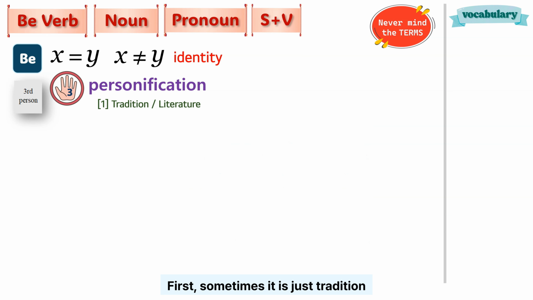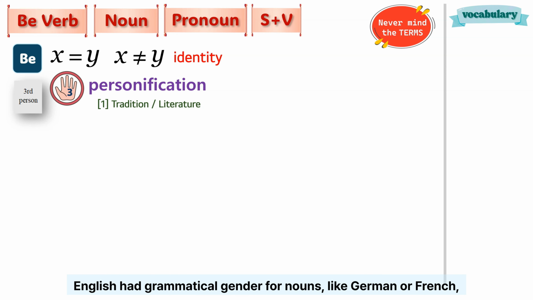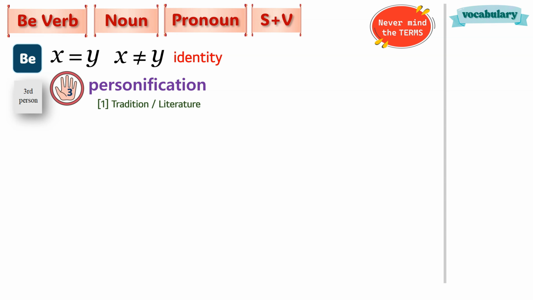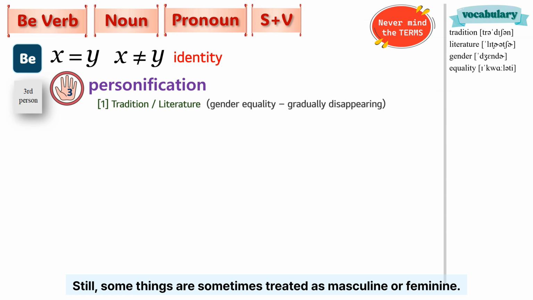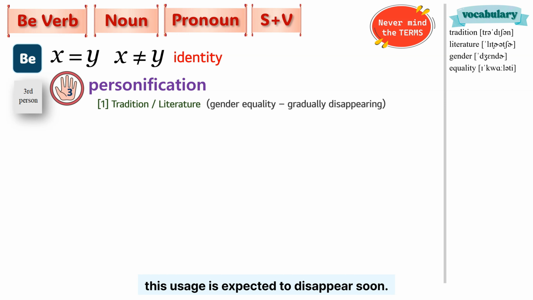First, sometimes it is just tradition, or because of the influence of literature. Until the Middle English period, English had grammatical gender for nouns, like German or French, but after being influenced by many other languages, English lost almost all gender. Still, some things are sometimes treated as masculine or feminine. But even this now mostly appears only in poetry or other literary works. And because of the influence of gender equality, this usage is expected to disappear soon.